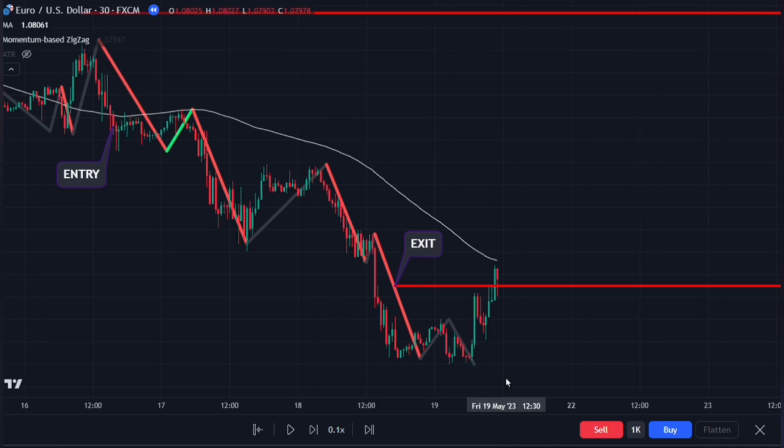I implore you, ensure that you diligently employ this strategy, for it holds the key to unlocking profitability within your trading endeavors. And thus concludes our discourse for today.